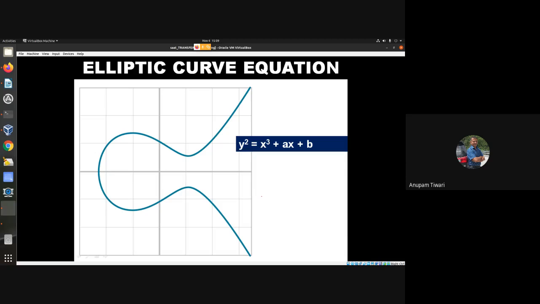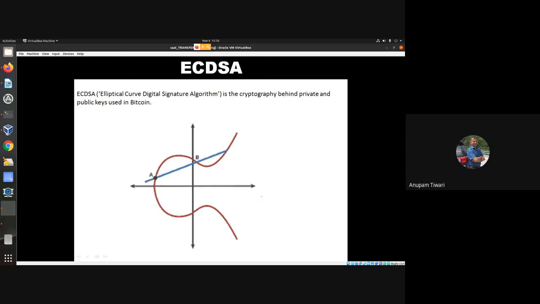Elliptic curve equation, the thing that we'll be discussing, and the thing which the Bitcoin blockchain is based on, is y square is equal to x cube plus ax plus b. So this is the elliptic curve equation. The interesting thing is y square is on the left side. So that is why we see the symmetry on the graph around the x-axis. So what is special about Bitcoin and the elliptic curve equation? Now, the elliptic curve equation is the cryptography behind it.